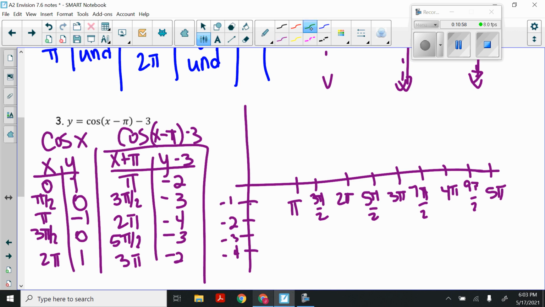So I'm going to graph this. Pi, I'm at negative 2, 3 pi over 2, negative 3, 2 pi, negative 4. Back up, back up. That gives me 2 full cycles of this one. Remember that these continue on. So this is max, min, max, min.